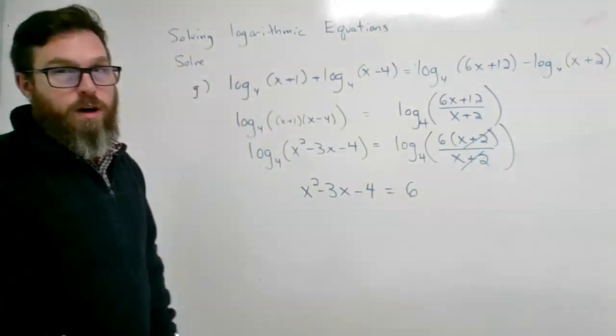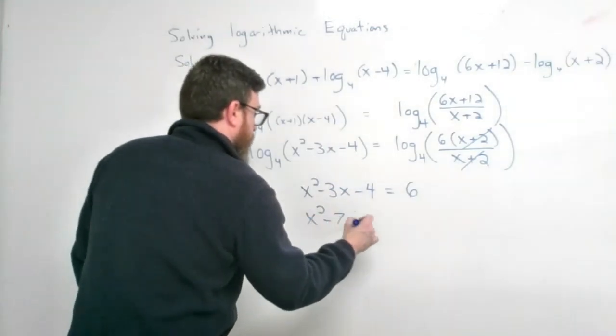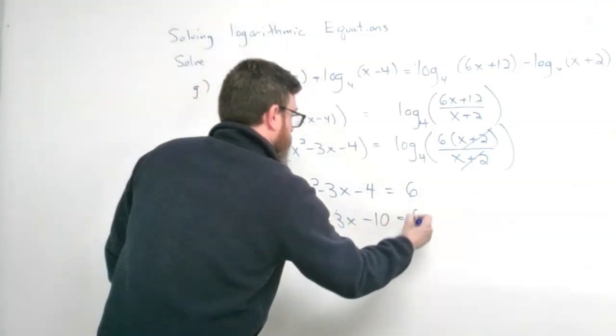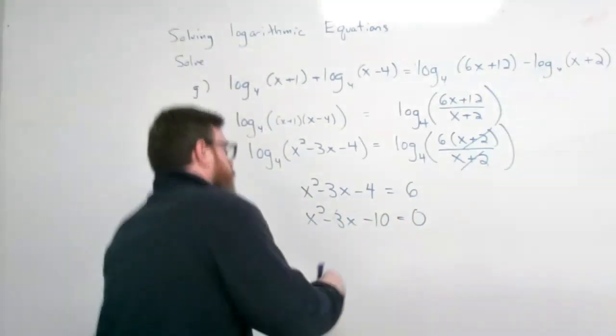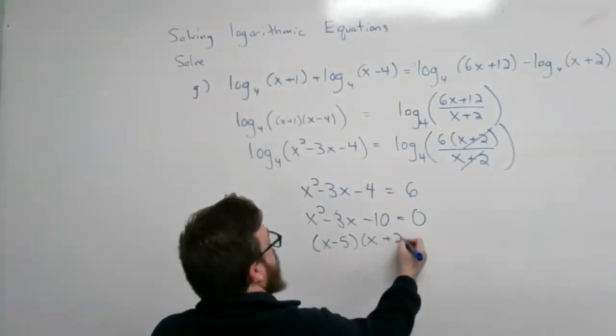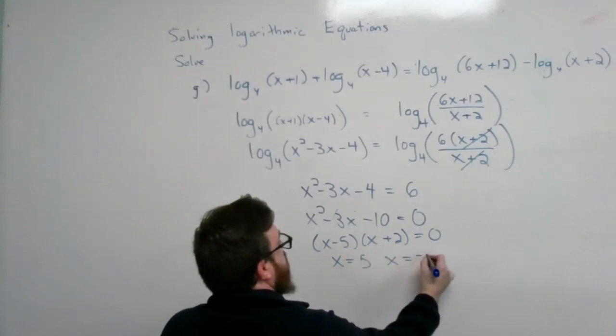And the way we solve quadratics is to isolate it and set it equal to 0. So x squared minus 3x minus 10 is equal to 0. And this will factor to x minus 5 times x plus 2 is equal to 0. So I get x is equal to 5 and x is equal to negative 2.